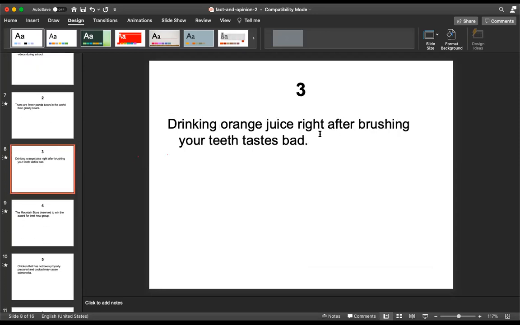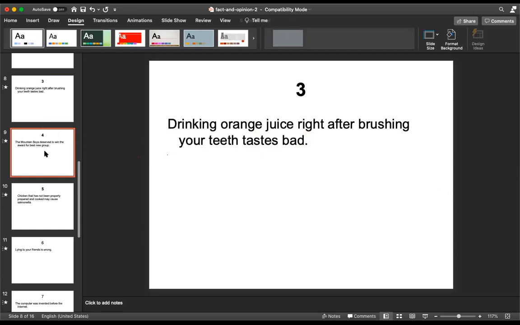This one: drinking orange juice right after brushing your teeth tastes bad. It's going to be an opinion, guys. It may be true for you, and I agree with it because it is pretty gross, with the acidity versus the super basic baking soda that is made for toothpaste. But this right here, that it is bad, there are different levels of what things taste bad or good, okay? So that's going to be an opinion-based sentence.